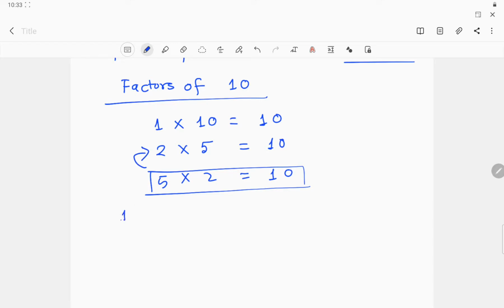So factors of 10 are 1, 2, 5, 10. So this is the way to find the factors. Okay, we are finding factors using multiplication. You can also find them using the division method.